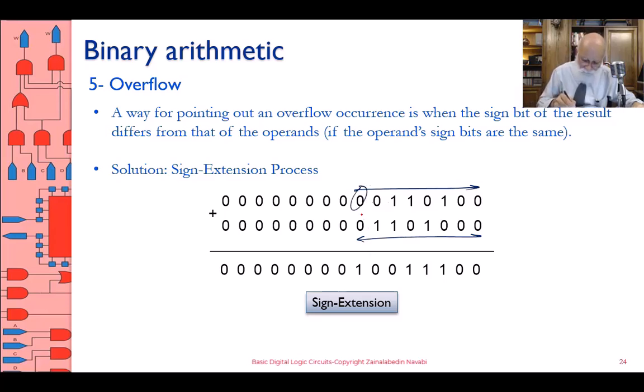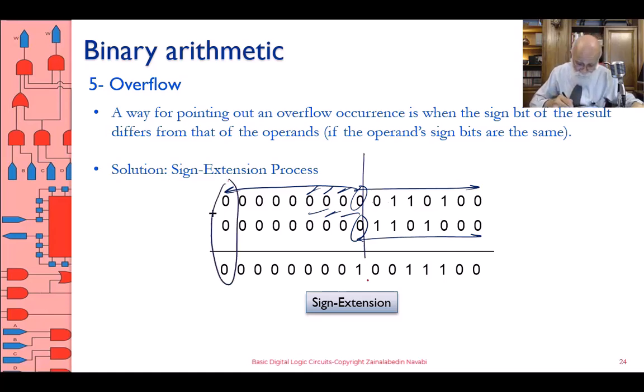This is the sign, this is the sign, extend it all the way to the left. Same thing with this. Okay, now you are adding these two 16-bit numbers. This becomes the sign, not this. And therefore, now what you have is two positive numbers. The result is a positive number. No problem with that. Nobody complains.